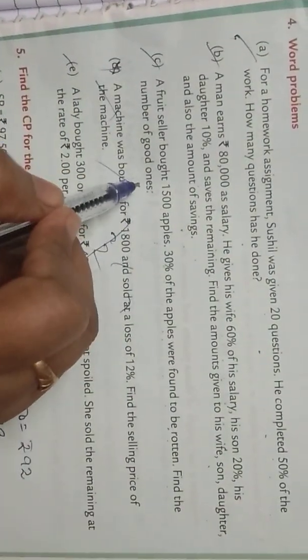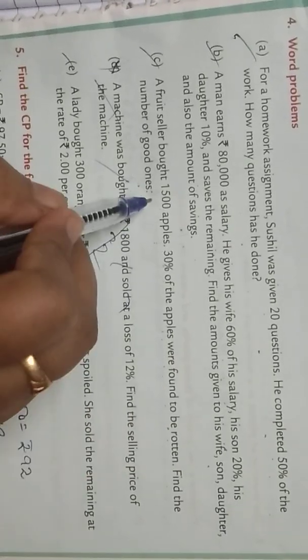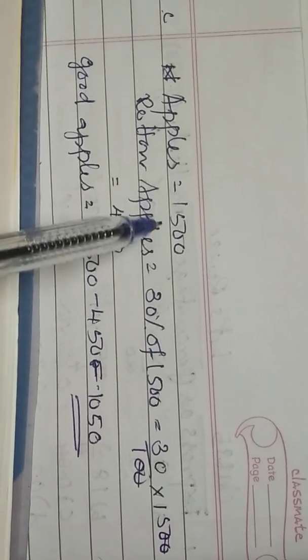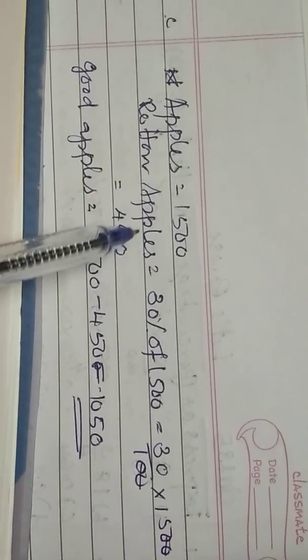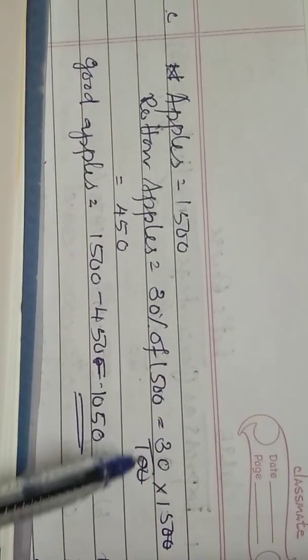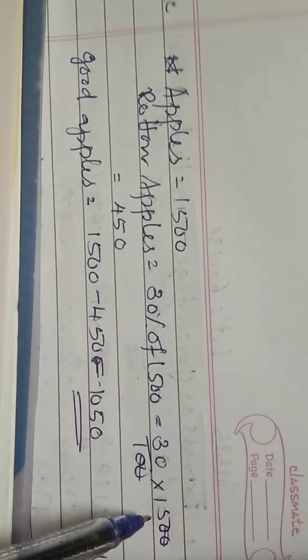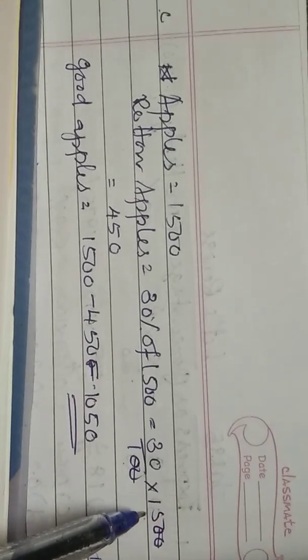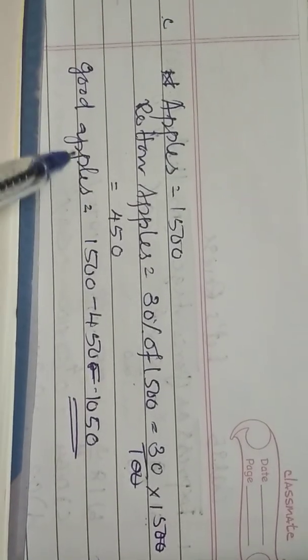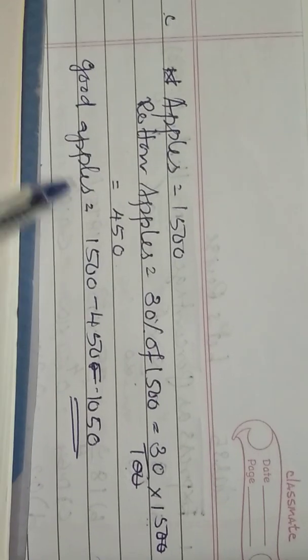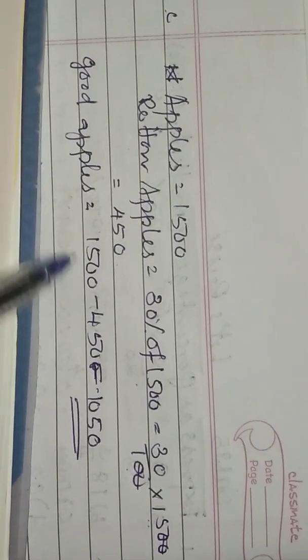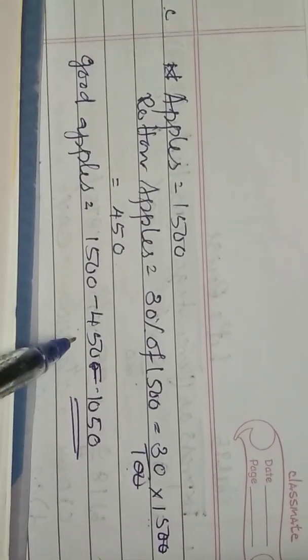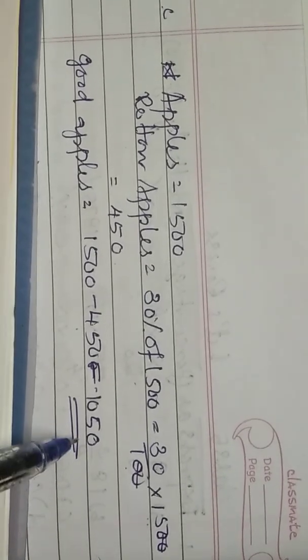How will you find the good ones? We have to subtract the rotten apples from the whole apples. Okay. Apples equals 1500. Rotten apples equals 30% of 1500. 30 by 100 times 1500. The zeros will be cancelled, that means divided by 100. 30 into 15, that means 450. So rotten apples equals 450. Then good apples equals 1500 minus 450. You will get 1050 apples in good condition.